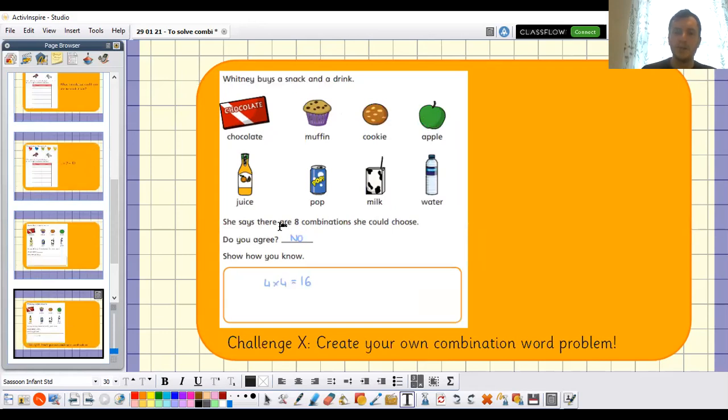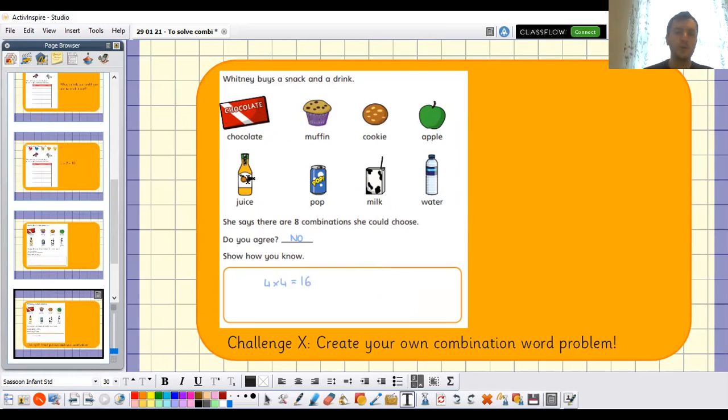I don't agree with Whitney. I think what she's done is she's added them together. She knows there's 4 snacks and 4 drinks. So 4 plus 4 makes 8. But we don't add them together to get the total number of combinations. We times them, we multiply them. So she should have done 4 times 4, which gives you 16 possible combinations.